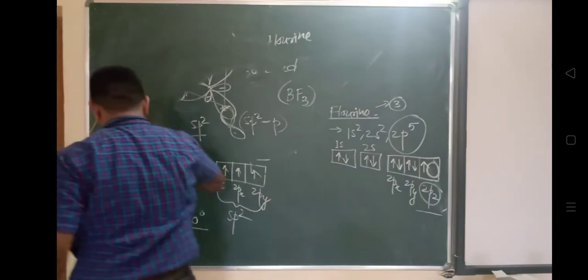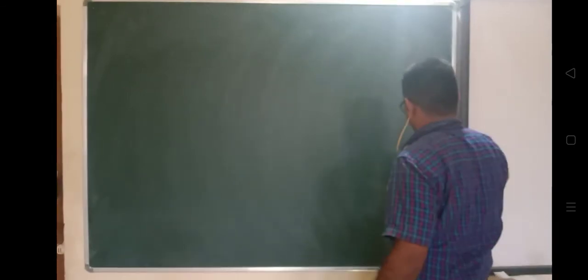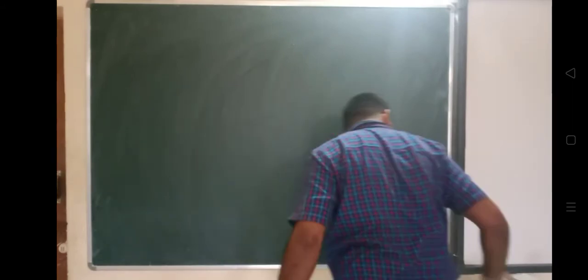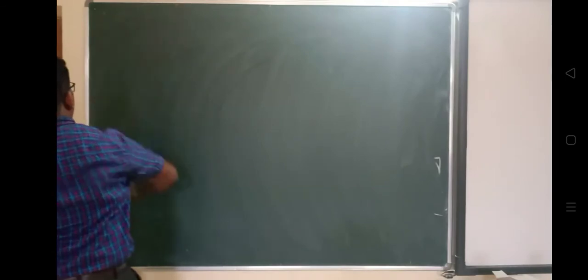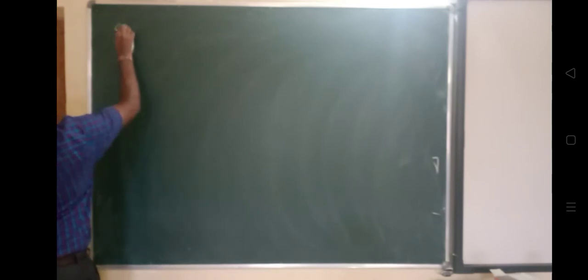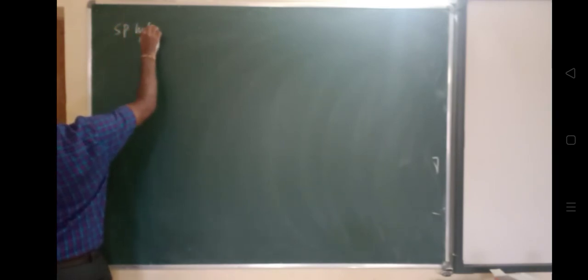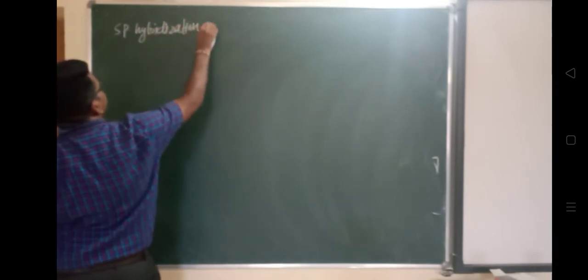So the two hybrid orbitals are placed at an angle which will be formed in this sp hybridization, 180 degrees with each other. Just in case of sp3 hybridization, the angle was 109.5 degrees. In case of sp2 hybridization, the angle was 120 degrees, and in case of sp hybridization, the angle is 180 degrees between each bond. So bond angle is 180 degrees in sp hybridization.